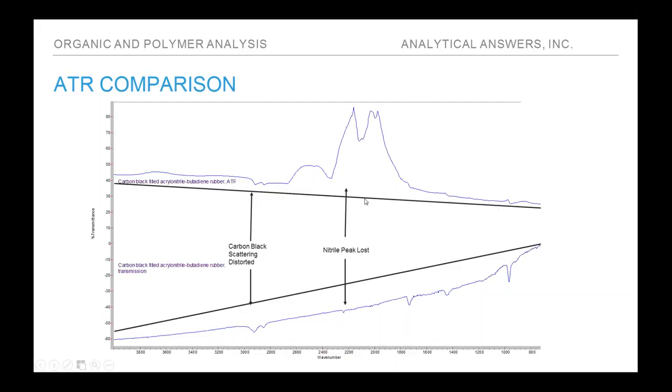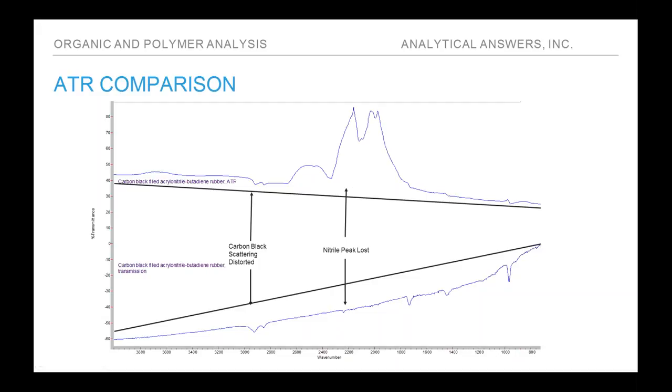Now, depending on the carbon black loading and carbon black particle size, sometimes this baseline offset and tilt will go in a positive direction, sometimes in a negative direction, and there have been times when I've seen the tilt be completely absent and just have a general baseline offset.